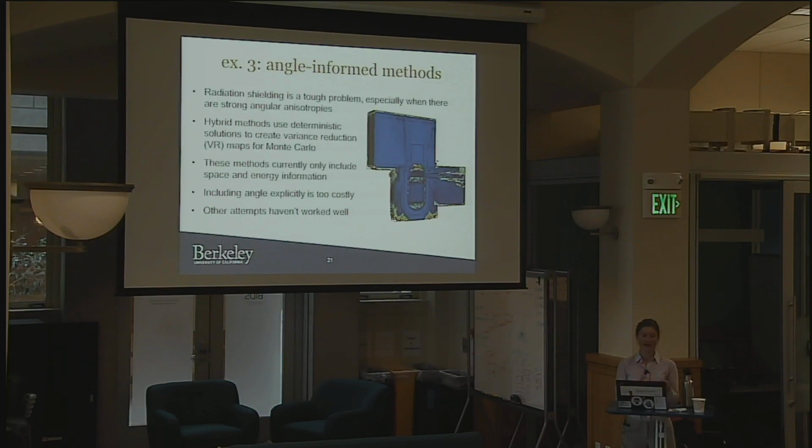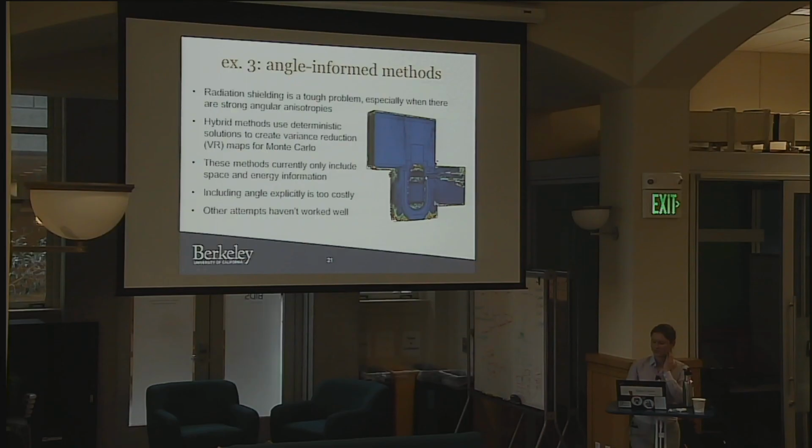And we actually have hybrid methods that work really well most of the time, but those methods that we typically use only include space and energy information. So when we have problems that have a strong angle dependence, it doesn't work very well because we don't include that information. And this is an example of a pressurized water reactor, and this is a pump room, and this is the error map.